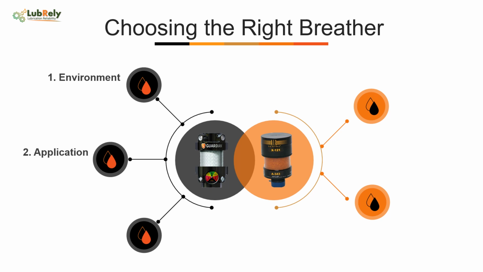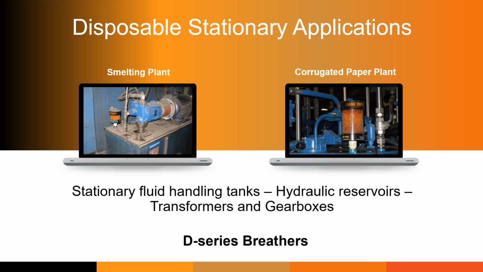Point 2. What is the application? Well, the application refers to the type of equipment needing a desiccant breather. Breathers come in multiple sizes and series. It all depends on what machinery you have, or kind of plant you are operating in. Let's look at the various application categories and the type of breather which can be applied. To start with, the disposable or stationary applications.